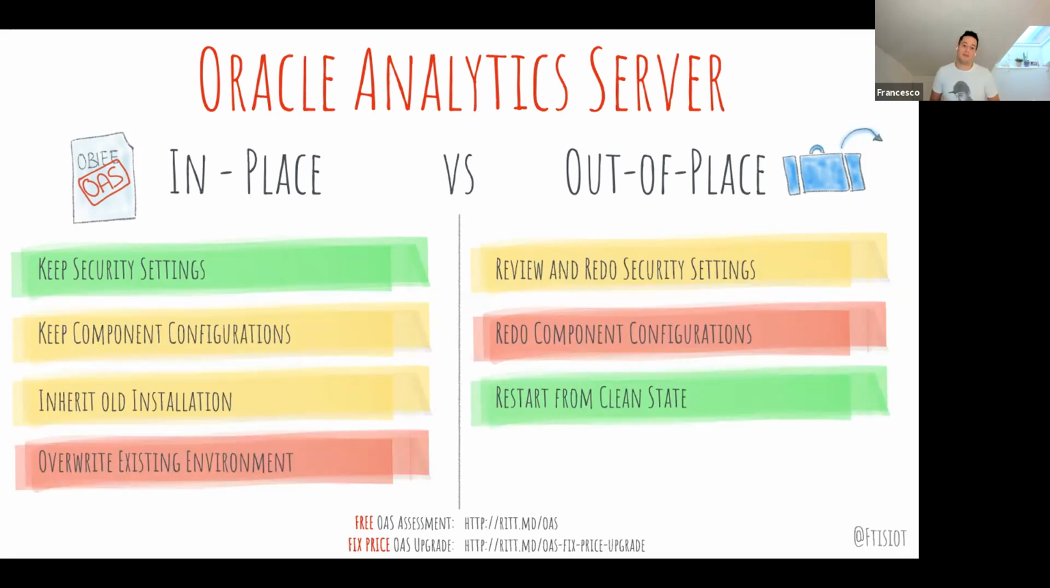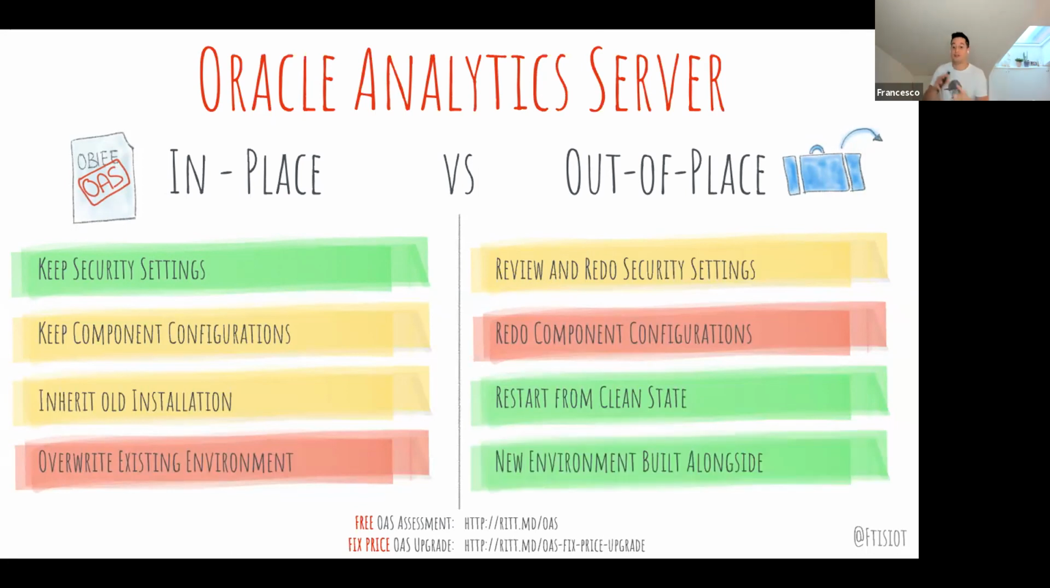And in general, with in place, you are overwriting the existing environment. And once you overwrite, there is no go back until you restore the VM and the database. So in the out of place, you have the option to have the new environment living alongside the old. So you can, for example, check what was working before and what is not, what small changes are between the two environments. Of course, you need to have the capability of running two OBIEE instances at the same time.